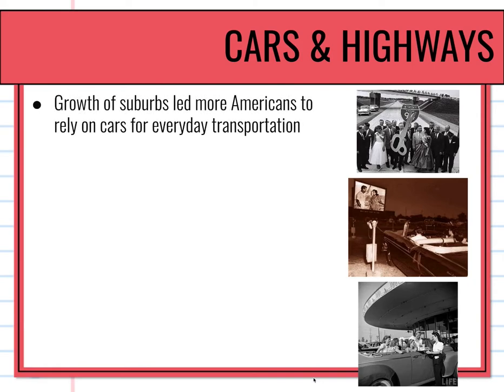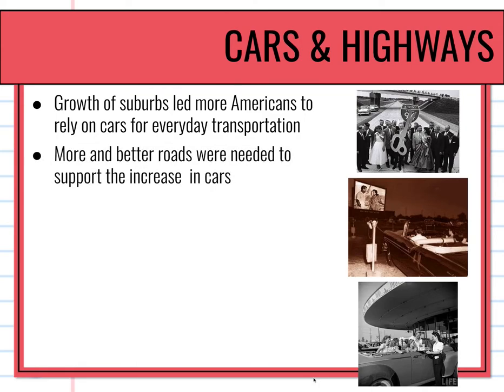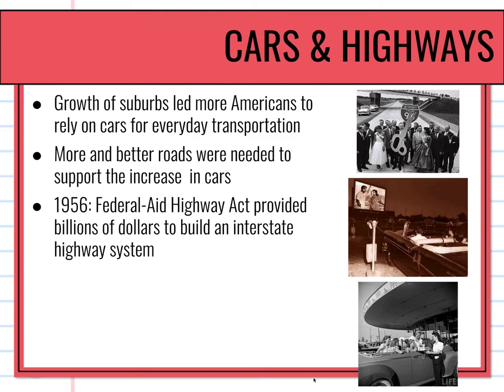Cars and highways also become huge in the 1950s. With the growth of suburbia, we need a way to get to our job. Moving out of the city, it's no longer walkable to a job, so we need a way to get there. Roads needed to be updated, cars needed to be produced, so Americans start relying more and more on cars. Because we needed better roads, in 1956, under the presidency of Eisenhower, we have the Federal Aid Highway Act, and it basically pours billions of dollars into creating the interstate system. Like I-95, that would be an interstate. An interstate is anything that connects states, any highway.